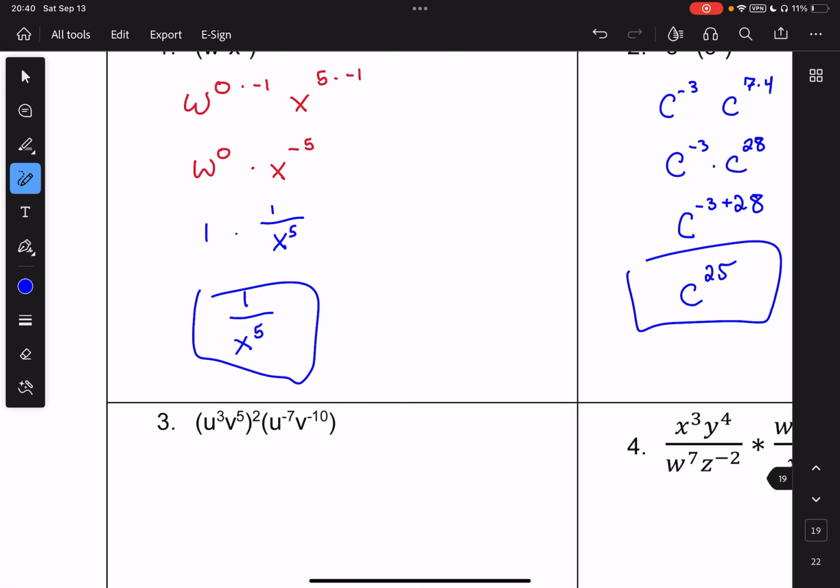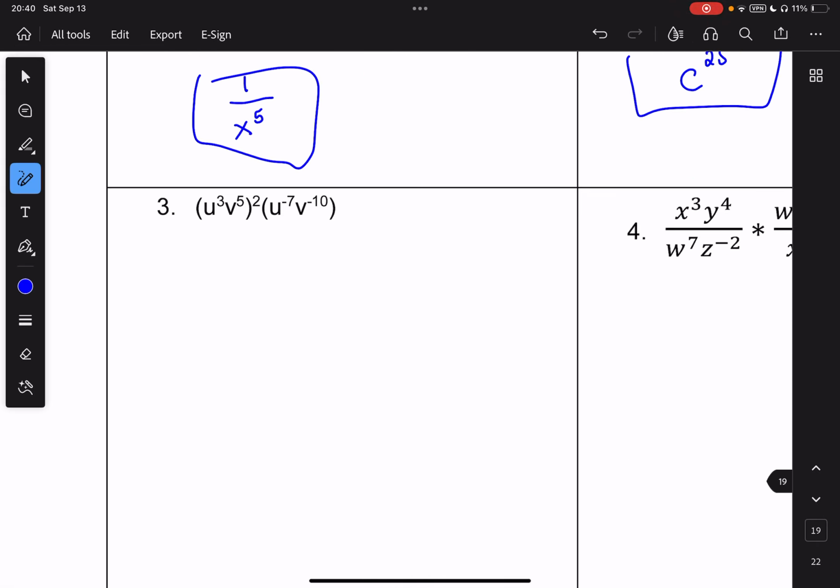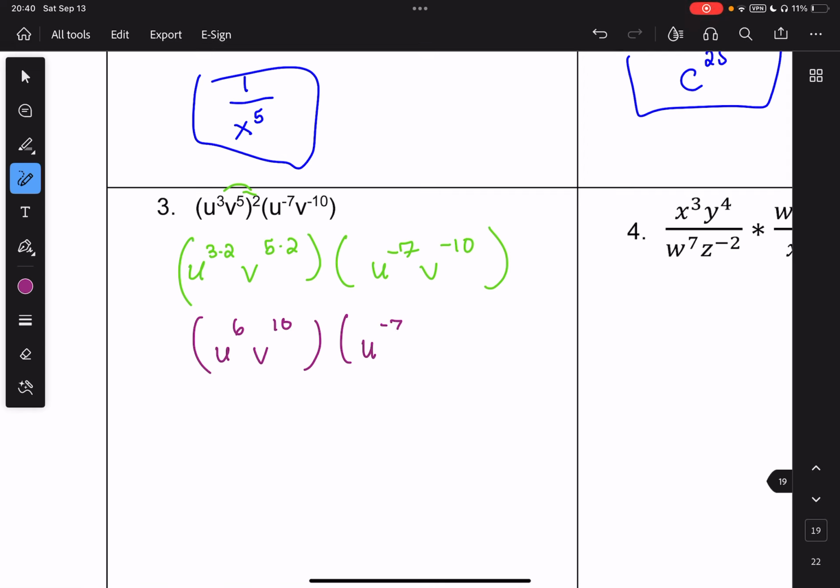So, 3. This one's long, but it's not too tricky. So again, we're going to be multiplying by these two exponents. So u to the 3 times 2, v to the 5 times 2. And then we still have these, u to the -7, v to the -10. So let's simplify the left side first. U to the 3 times 2, or u to the 6, v to the 5 times 2, or v to the 10. Then let's bring down our other side, u to the -7, v to the -10.